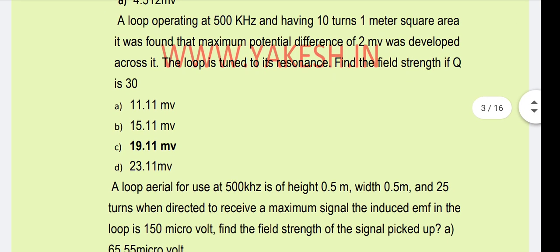A loop operating at 500 kHz and having 10 turns, 1 meter square area, it was found that a maximum potential difference of 2 mV was developed across it. The loop is tuned to its resonance. Find the field strength if Q is 30. Option C is the correct answer, 19.11 mV.